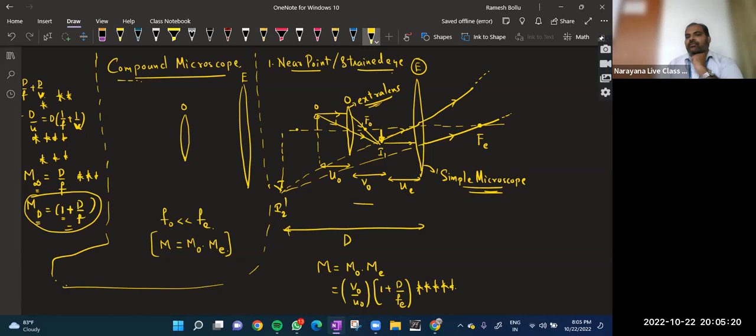These two lenses must be placed in one enclosed chamber that is called the length of the tube only, na? Yes or no? But the tube length of the compound microscope, how much? VO plus UE. If you want to adjust, students, you can adjust as per the data given in the numerical. Understood? Everyone, is it clear, students? Yes or no?